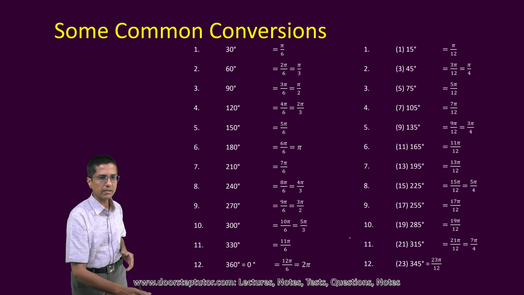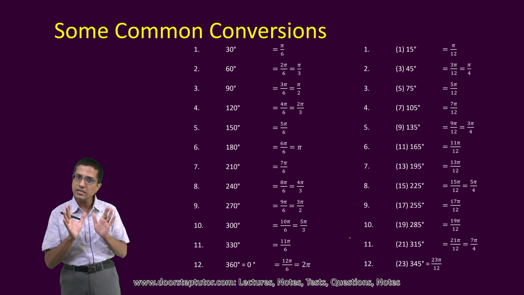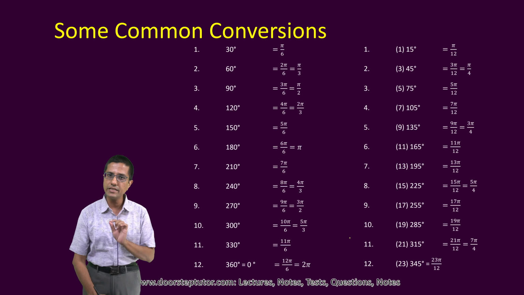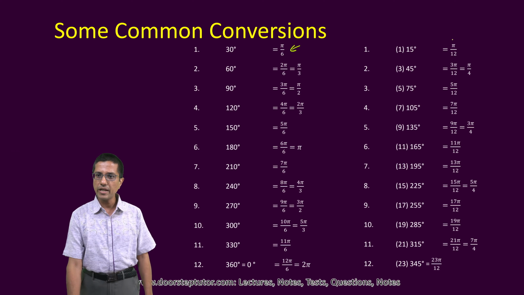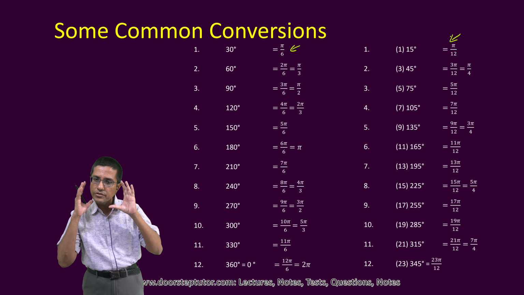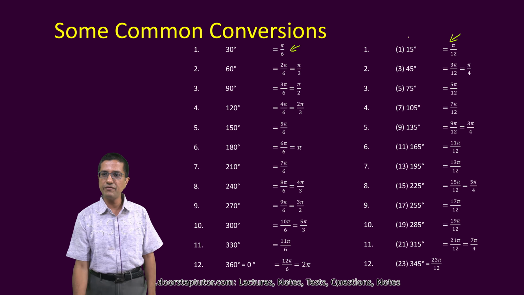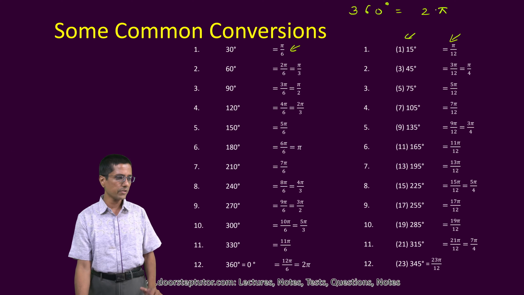Now here are some common angles which have been given, and we are not asking you to memorize these at all. It is a useless endeavor to try to memorize the entire table. But what we will tell you is how you can do it in a very simple way. See, the thing is 15 degrees is equal to pi by 12. So again we will go back to basics. We know that 360 degrees is equal to 2 pi radians. So 1 degree is equal to 2 pi by 360.